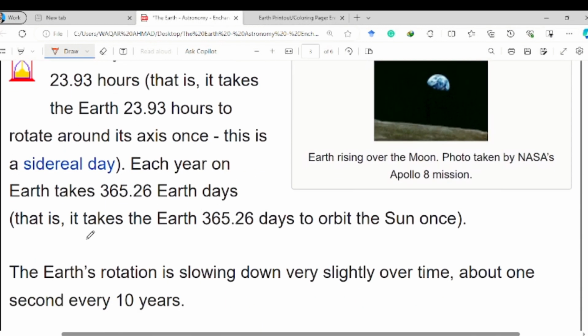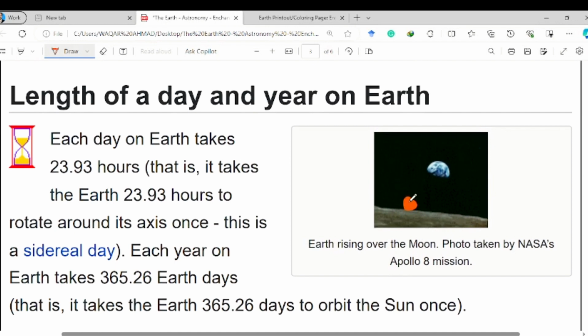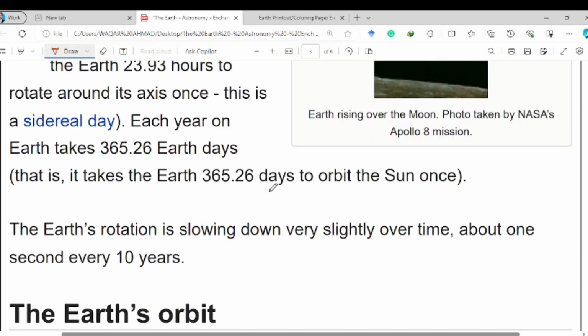Each year on Earth takes roughly 365.26 Earth days, sidereal days. That is, it takes the Earth 365.26 days to orbit around the Sun. If this is the Sun, it takes around 365 days to complete one revolution around the Sun. The Earth's rotation is slowing down very slightly over time.